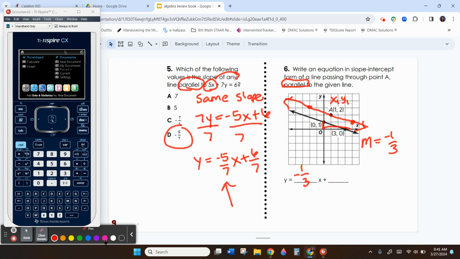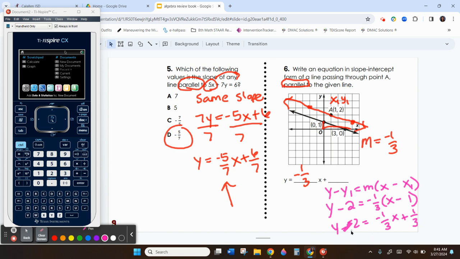So to figure that out, we're going to use our point slope form, y minus y1 equals m parentheses x minus x1. So y minus 2 equals negative 1/3 times x minus 1. You're going to go ahead and distribute the negative 1/3, which becomes positive 1/3. And then you add 2 to both sides to move this over. So it becomes negative 1/3 for my slope. The y-intercept is actually 2 1/3. So here's my equation: y equals negative 1/3 x plus 2 1/3.